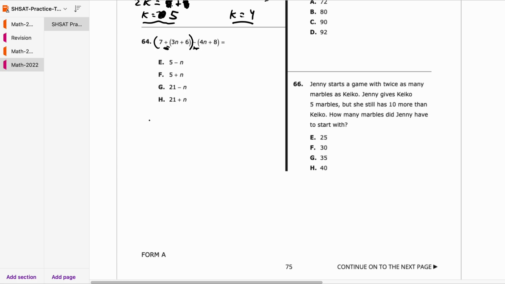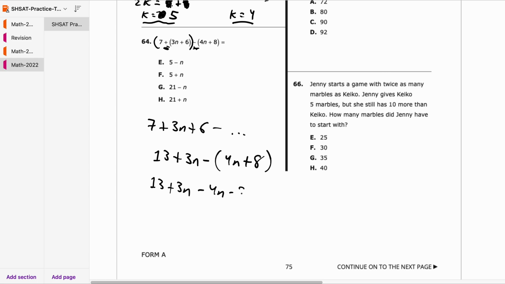So let's actually do that. So we have 7 plus 3n plus 6. So that would be 13 plus 3n, right? And we had minus here, some other expression. So now let's pull in that other expression. So it was minus 4n plus 8. So now we need to distribute this negative sign. So we have 13 plus 3n, and then it would be minus 4n minus 8.